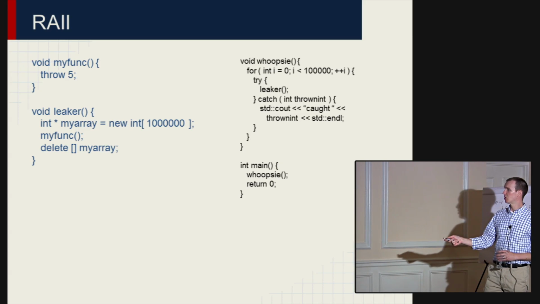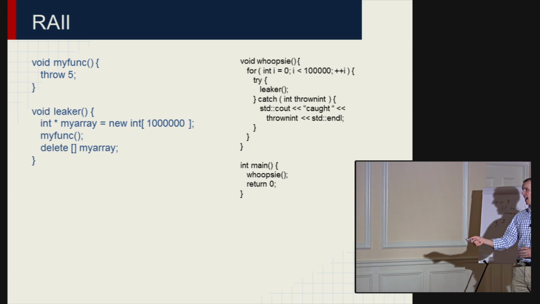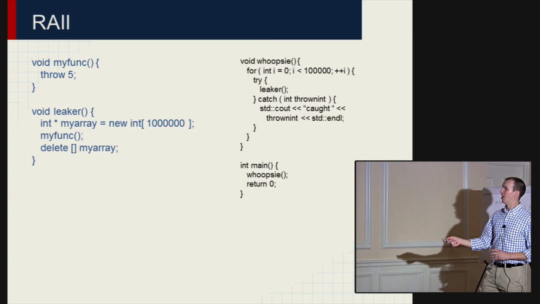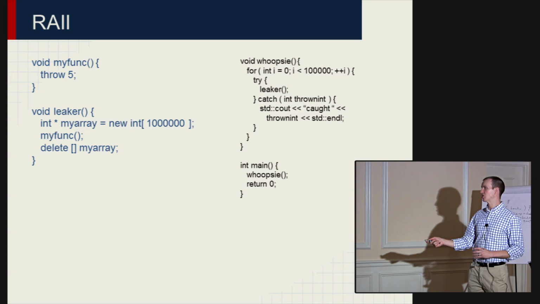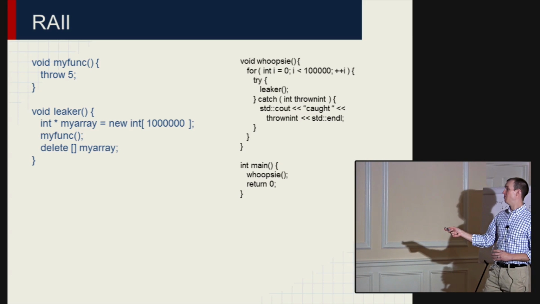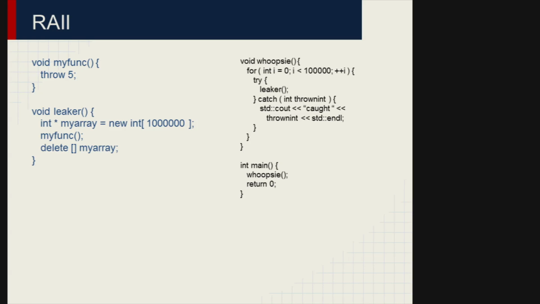So this is just a silly function, but it's going to do something. All right, let's take a look at this function leaker. It's going to allocate 1,000,000 integers on the heap, and it's going to call myfunc, and then before it exits, it's going to delete my array. And let's say I'm going to call this 1,000,000 times. And then, because I know that an exception is possible, I'll try to catch it. If I catch an integer, then I'll say, oh, I caught an integer, and print this out to the screen. And so if I call whoopsie from main, what happens?